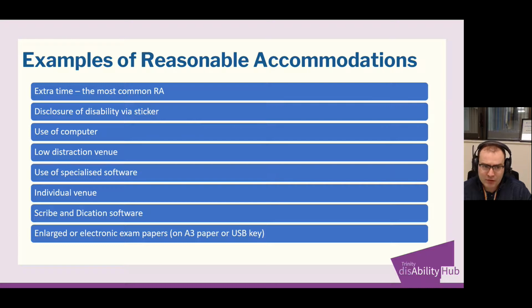Examples of reasonable accommodations include extra time. This is most common and it's typically between 10 and 15 minutes per hour. A disclosure of disability sticker, which means that marking guidelines will apply in an examination. The use of a computer, a low distraction venue, use of specialist software, for example, dictation or magnification software, an individual venue, use of a scribe, most typically now dictation software in place of a scribe, large or electronic paper. Typically, this is A3 on a USB.